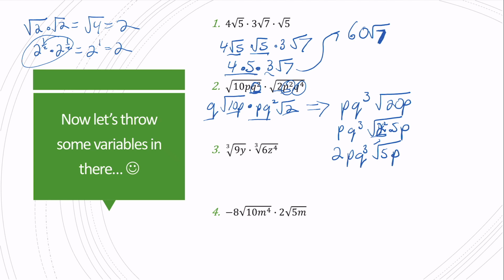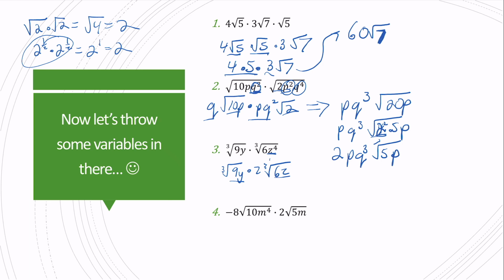That ended up being more complicated than I thought it was going to be. For problem 3, I've got the cube root of 9y times the cube root of 6z to the 4th. If I've got z to the 4th, there's definitely a z cubed hiding in there. So I'm going to have the cube root of 9y times z cube root of 6z. And I can multiply what's under the radical.